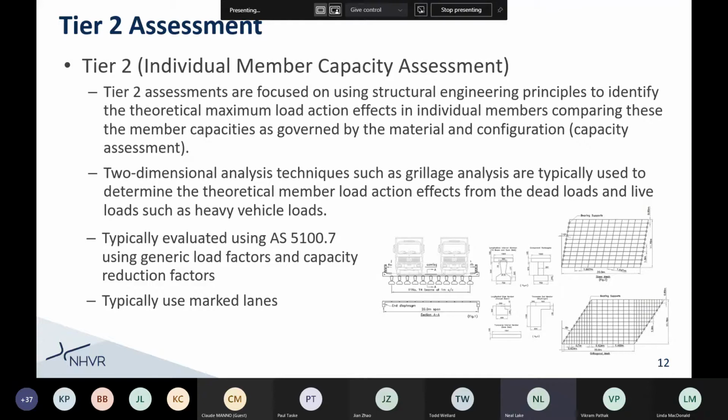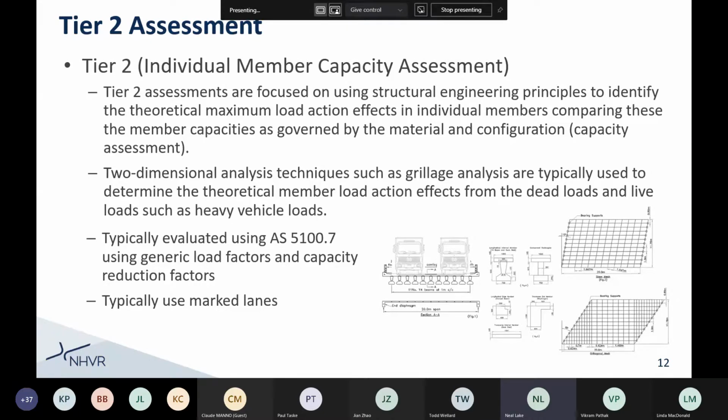It uses structural engineering principles to identify these maximum loading effects, and the capacities are calculated for each of these individual members using the different material properties and the configurations of the bridge. Now, typically when we do this sort of assessment, we do two-dimensional analysis, particularly of the superstructure. And typically what we employ in this case is a grillage analysis, which we can see in the figure on the bottom right. That's where we idealize the structure into a series of beams in both the longitudinal and transverse directions.